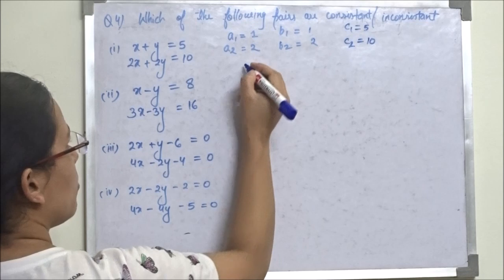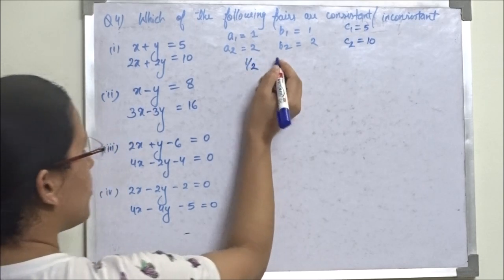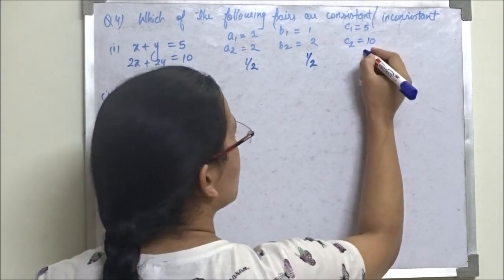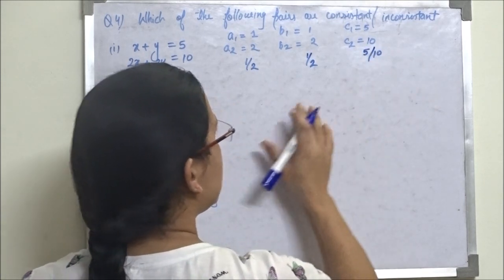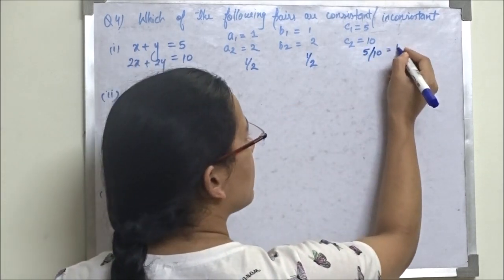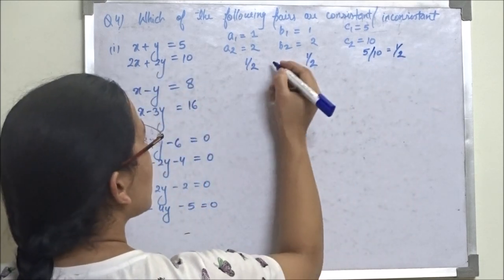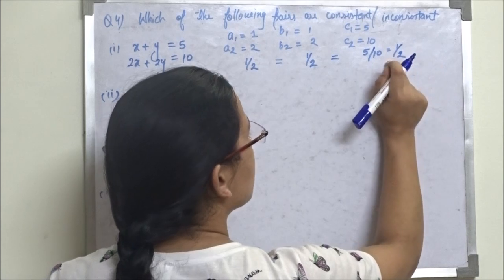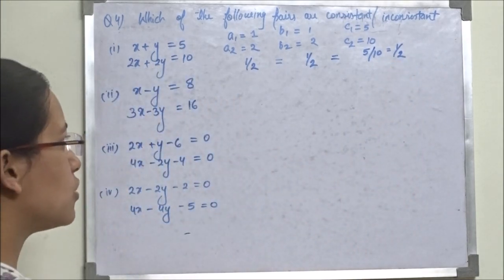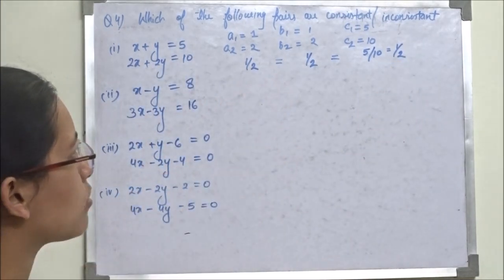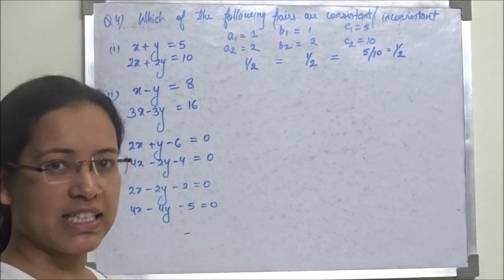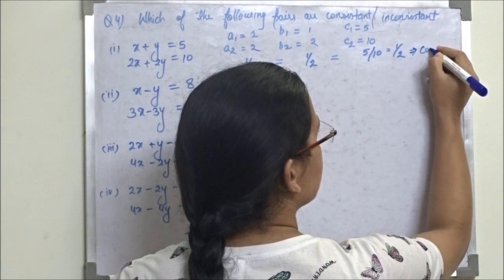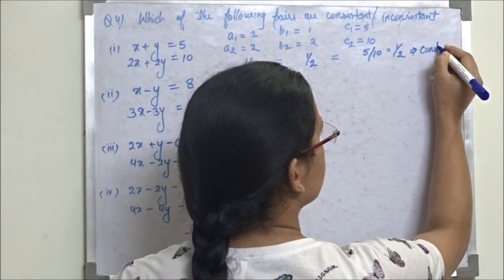10. So a1 by a2 comes out to be 1 by 2, b1 by b2 comes out to be 1 by 2 and c1 by c2 comes out to be 5 by 10, that is equal to 1 by 2. That means a1 by a2 is equal to b1 by b2 is equal to c1 by c2. So when all three ratios are the same, this is the case of coincident lines. That means it is a consistent equation.